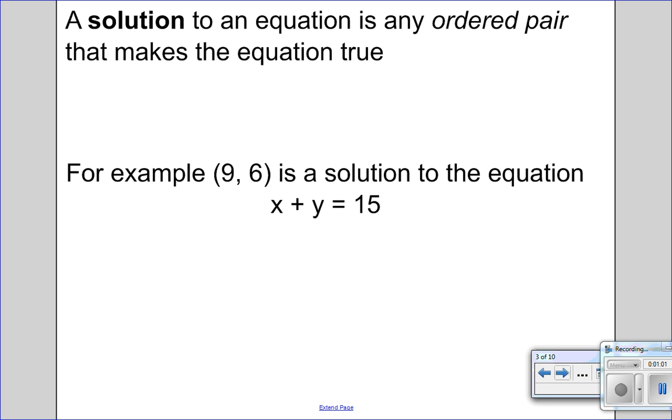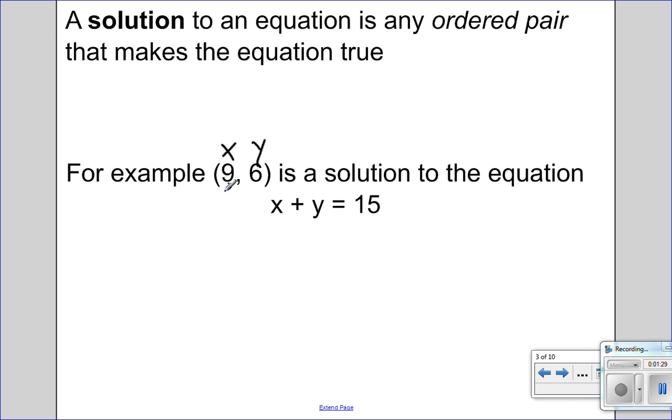So, yesterday you did the video on Introduction to Equations. Now we're going to start working with equations. So a solution to an equation is any ordered pair that makes the equation true. For example, the ordered pair (9, 6) is a solution to the equation x + y = 15. Why? Well, remember that first coordinate is your x, and the second coordinate is your y.